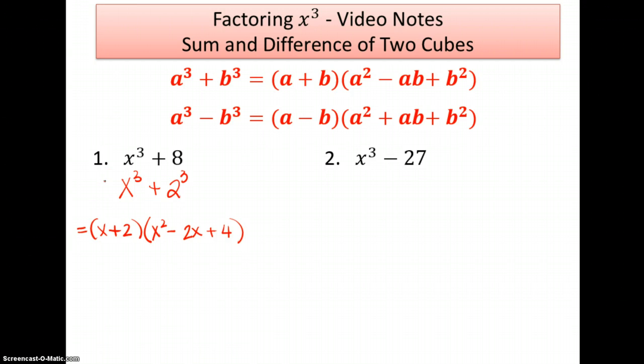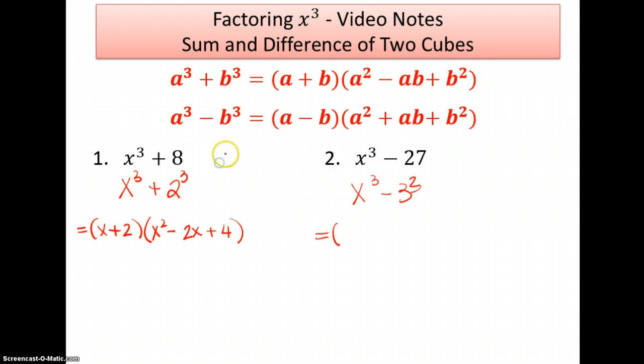When we look at number 2, I have two terms being subtracted. The first term is something cubed. Can I rewrite 27 as something cubed? The answer is yes: x cubed minus 3 cubed. That's a squared. How about cubed? There we go. So if I can do this, then I can use the pattern. x would be my a term, 3 would be my b term.